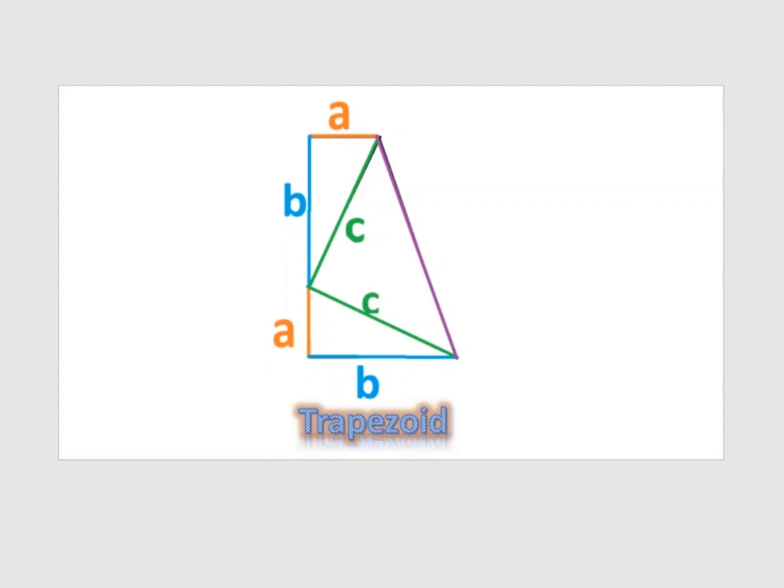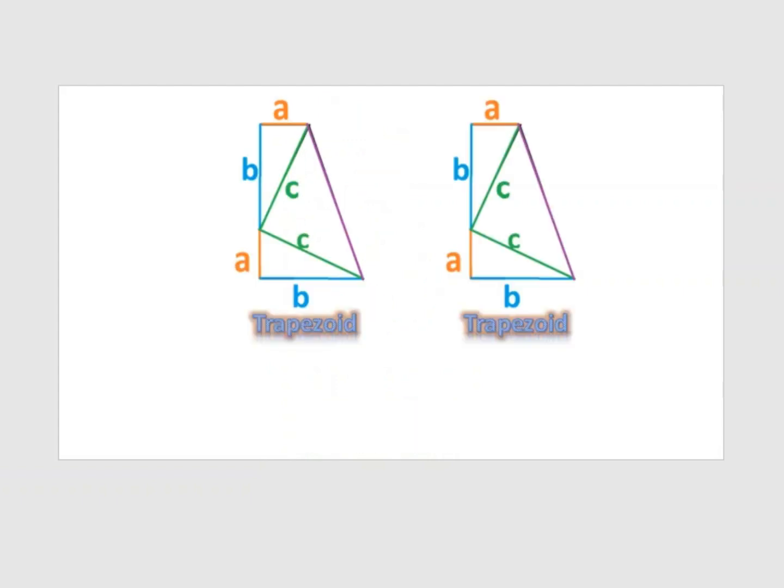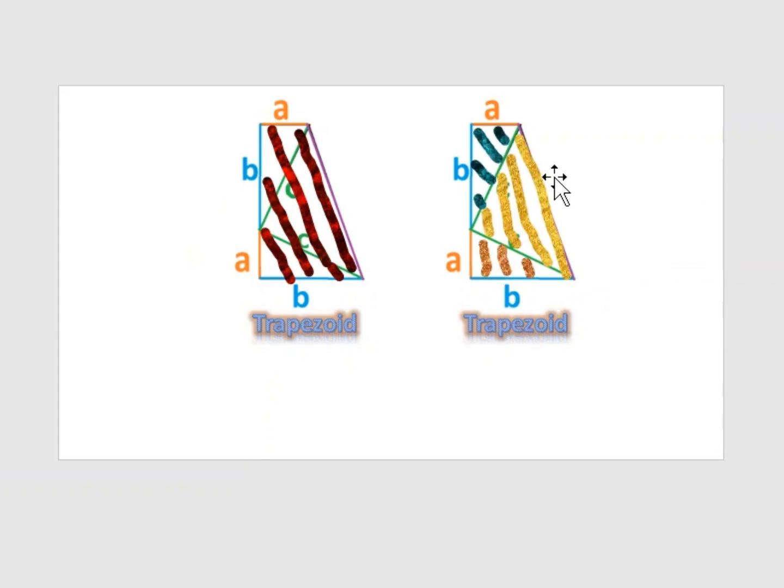And to find the area of this trapezoid, we can use two different methods. One method is to find the area of the entire trapezoid just by using the trapezoidal area formula. But another method is to find the area of each individual triangle and sum them all up to find the total area of the trapezoid. Let's first start with the first method.